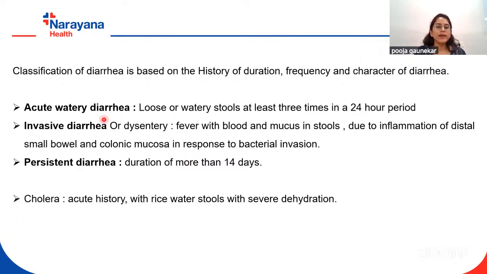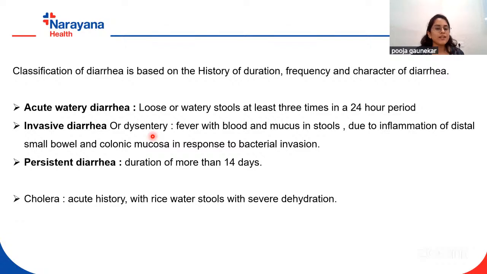So acute watery diarrhea, you have loose watery stools at least 3 times in a 24-hour period. Invasive diarrhea or dysentery will come with fever, with blood and mucus in stools, which is due to inflammation of the distal small bowel and colonic mucosa in response to the bacterial invasion.